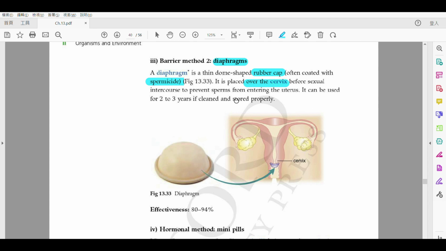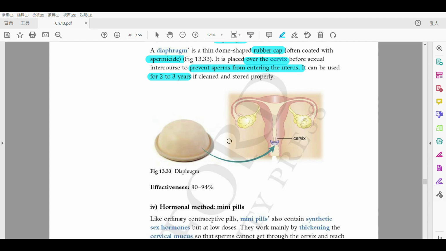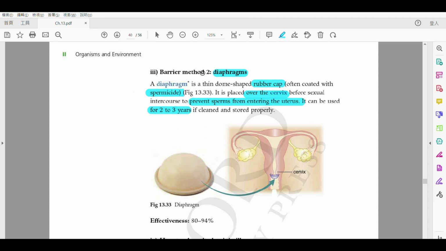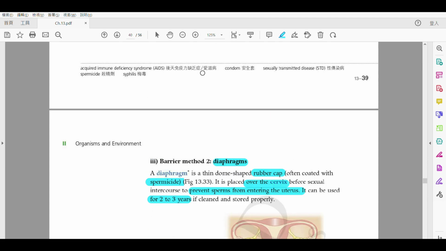You can place it yourself, to prevent the sperm from entering the uterus. Therefore no fertilization can take place. This diaphragm can be used for 2 to 3 years if cleaned and stored properly, so you can reuse it a lot of times. So this is the third method, also a barrier. Until this moment it's quite easy. So just a very quick review.